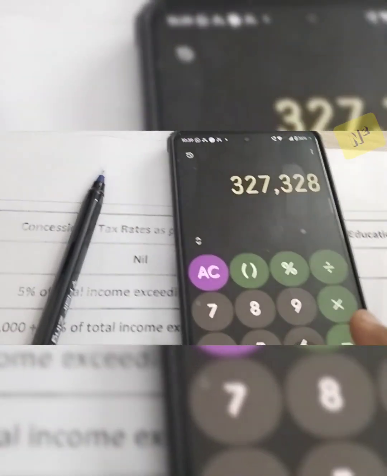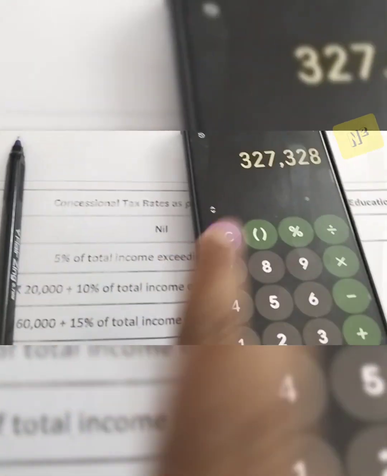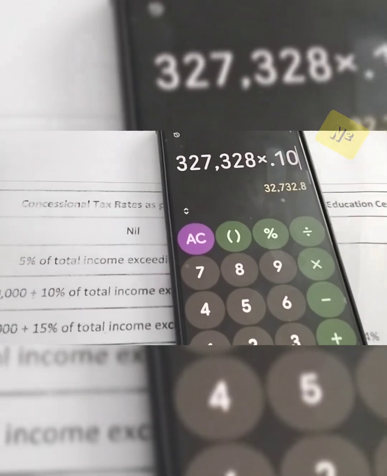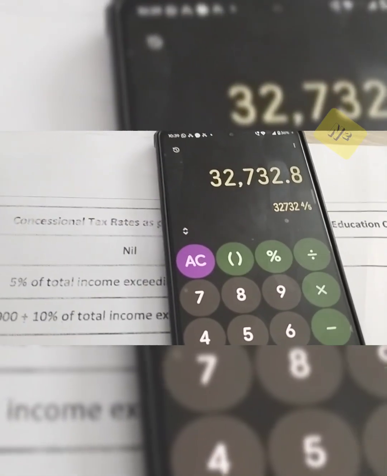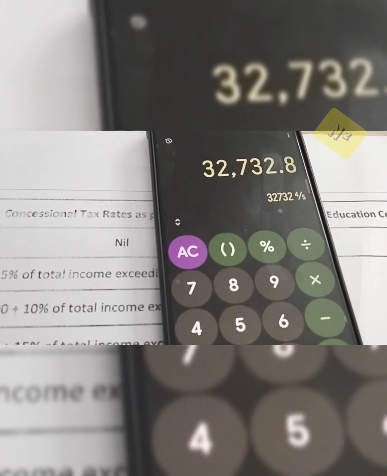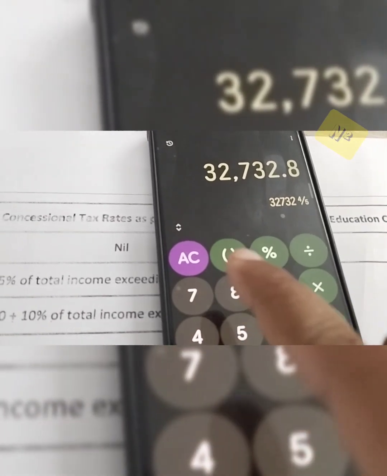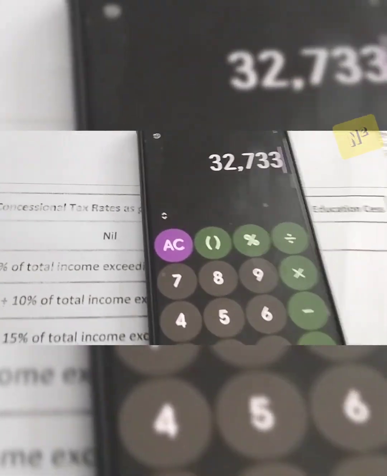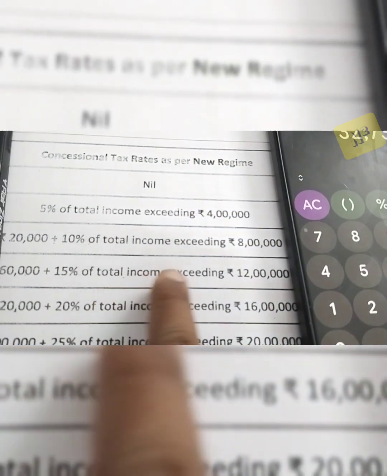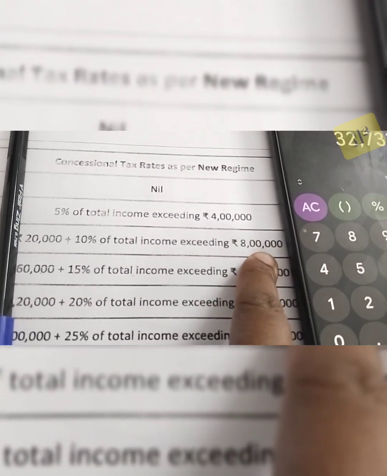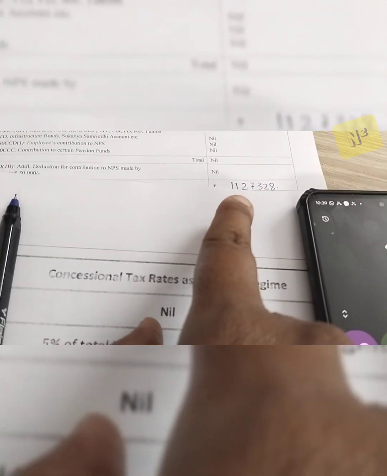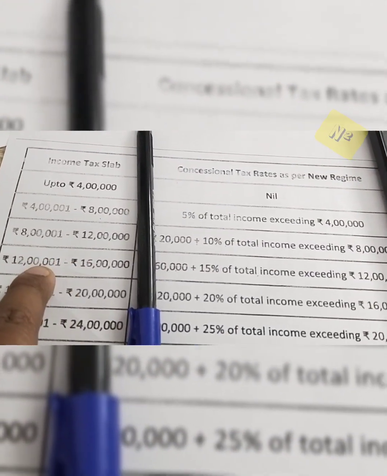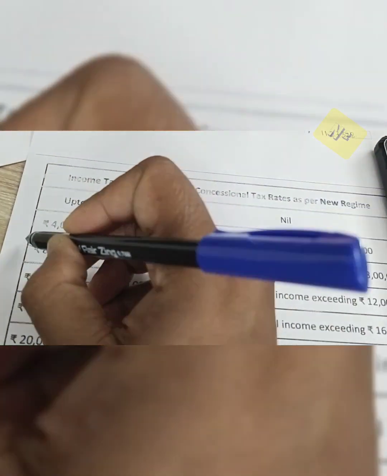That means we have to take 10% of this value. So we multiply with 0.10, and you get a value of 32,732.8. Let's round it up to 32,733. So this is the 10% of the total income exceeding 8 lakhs. Since his salary is 11 lakhs, but it is not crossing the 12 lakh margin, that's why it is not falling in that slab. So we are concerned with this slab.